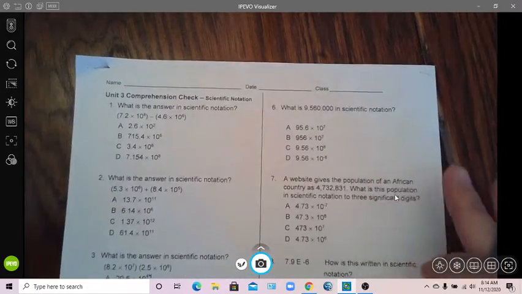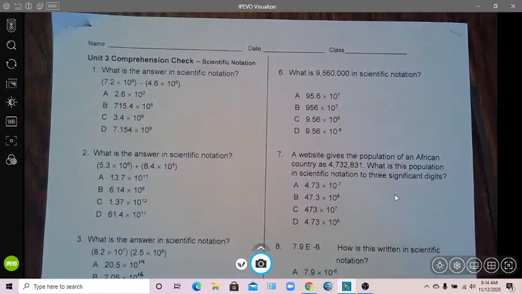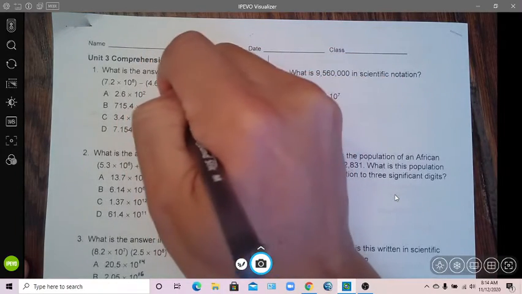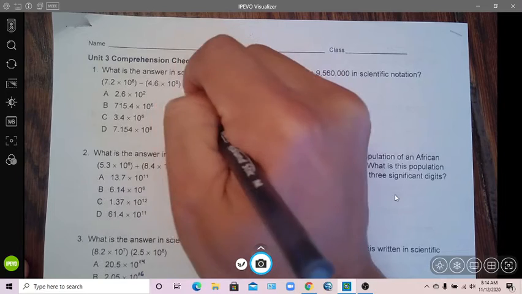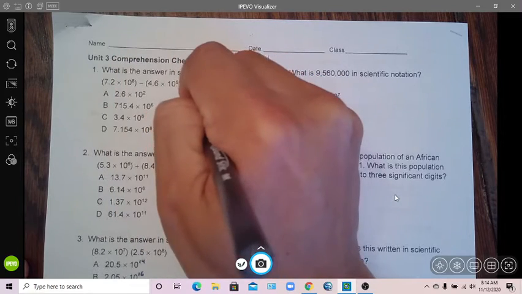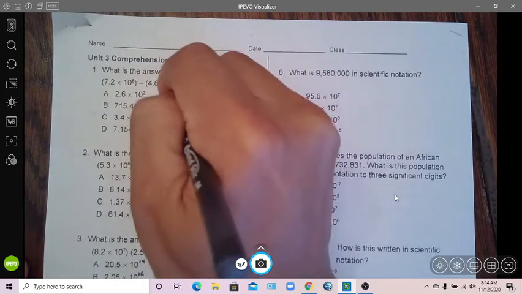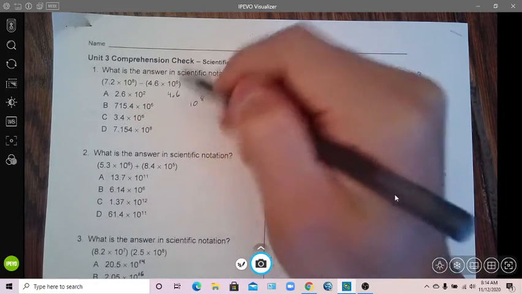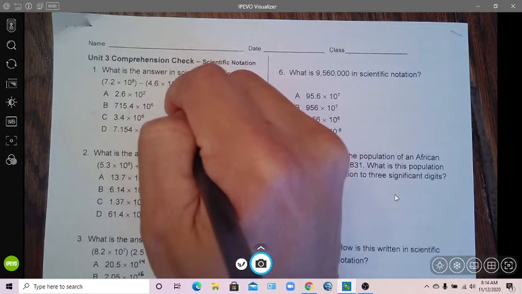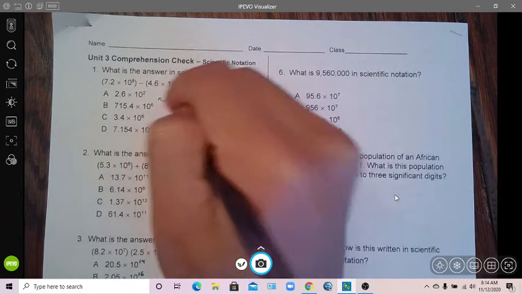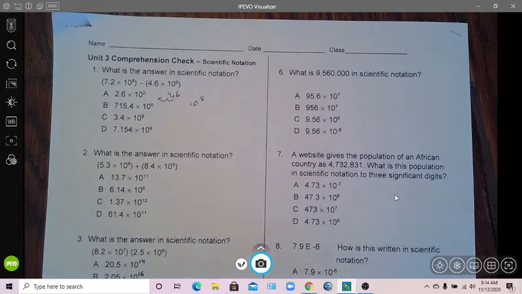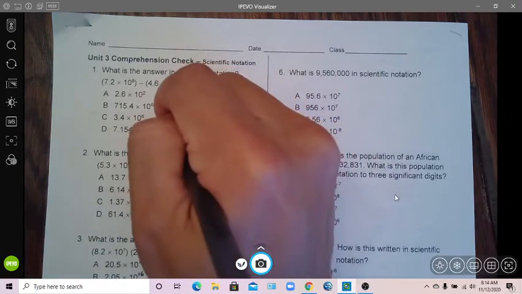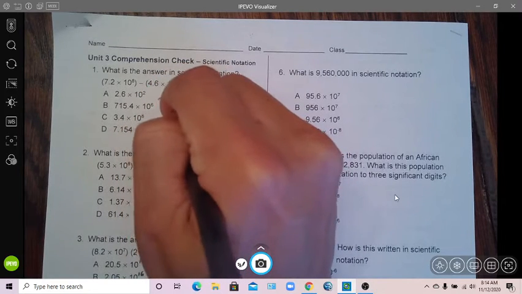Alright, for number 1, it is a subtraction problem. We need the same exponent. Let's change this 10 to the 6th to a 10 to the 8th. Okay, the 4.6. Made the exponent bigger. We need to make the decimal number smaller by 2 because 8 is 2 bigger than 6. So move it past the 4, move it past one more time. What you have is 0.046.